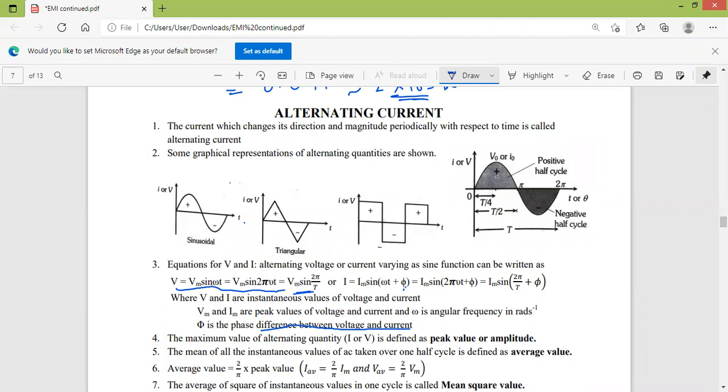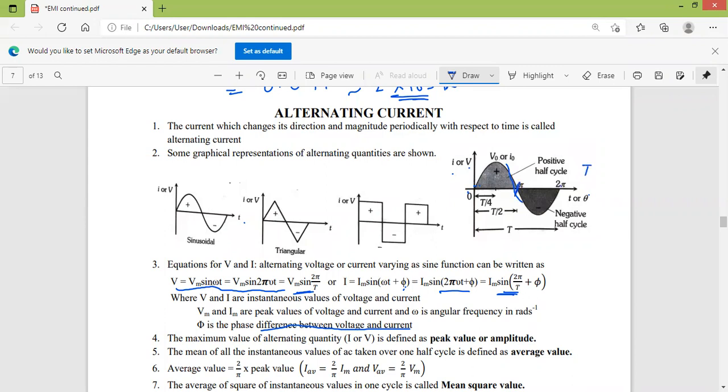When the voltage is maximum, current may be minimum. When the voltage is minimum, current is maximum. There is a phase difference which is represented by φ. The same equation is written here. This is the wave variation of current or voltage with respect to time. Here time is 0, and for one complete cycle the time is capital T, the time period.